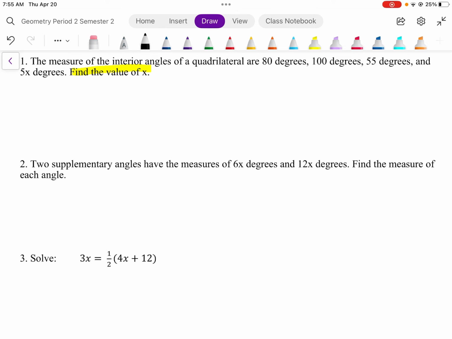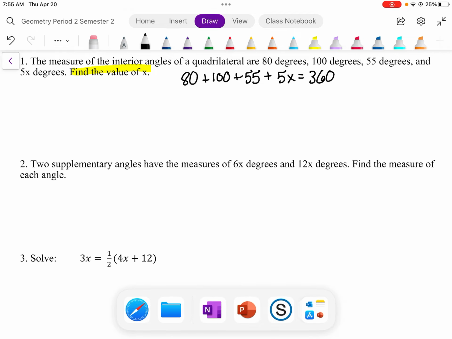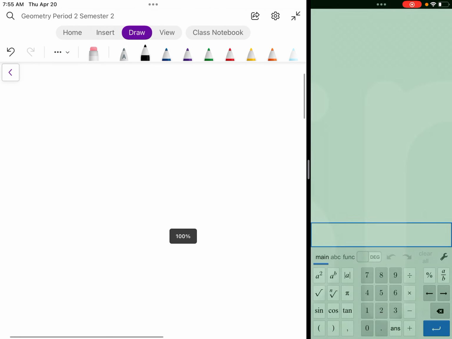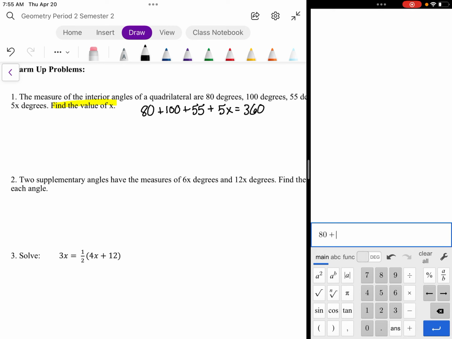So if you remember back to our quadrilateral unit, all of the four angles in a four-sided shape always are going to add up to 360 degrees. So we're going to take these four angles, add them together, and put it equal to 360. And if I grab my calculator here, we can start by combining like terms, 80 plus 100 plus 55, and that will give us 235. And we still have the 5x equals 360.